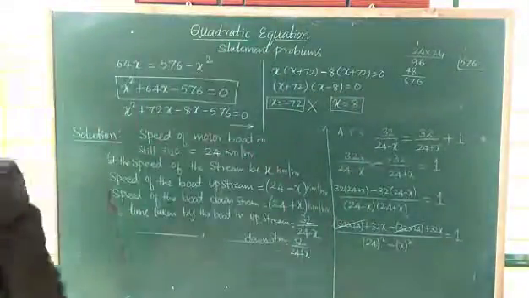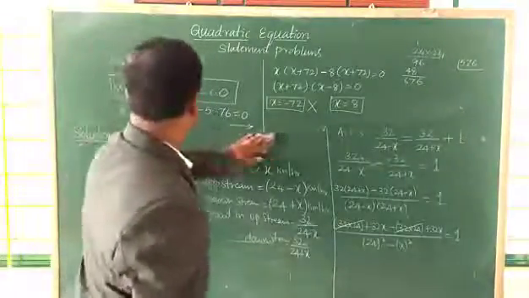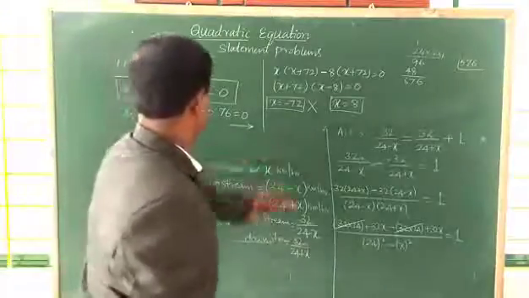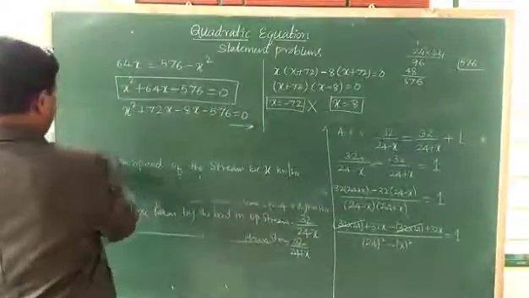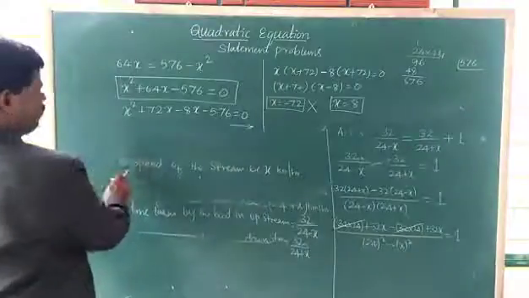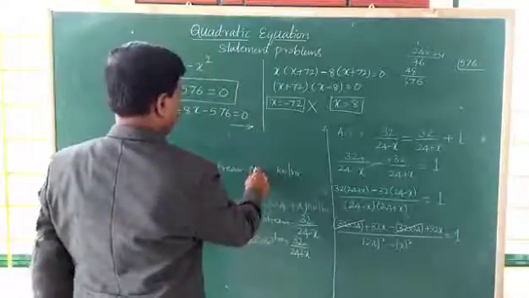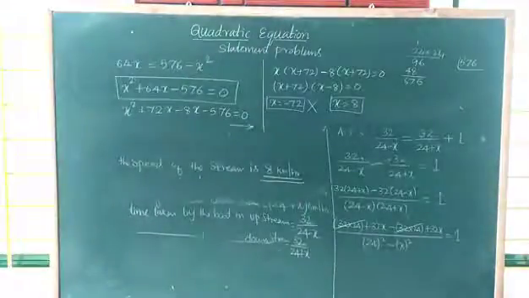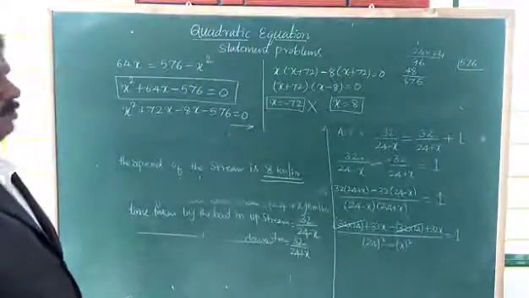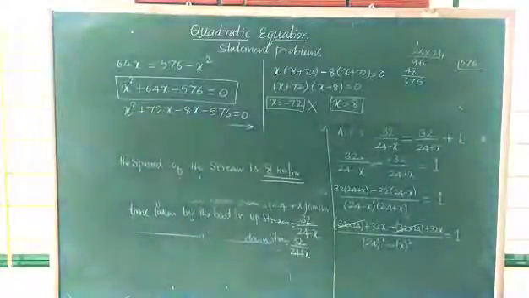Therefore, the speed of the stream is 8 kilometer per hour. Clear? This is regarding speed and time. Clear?